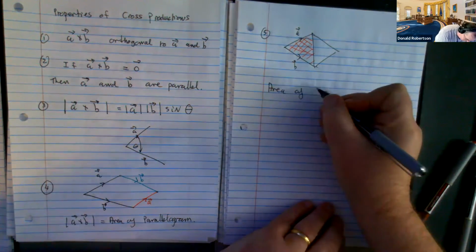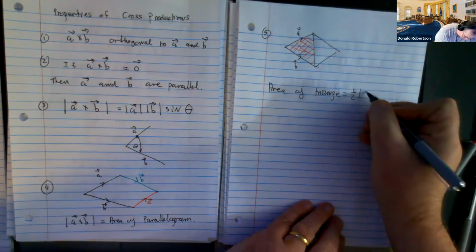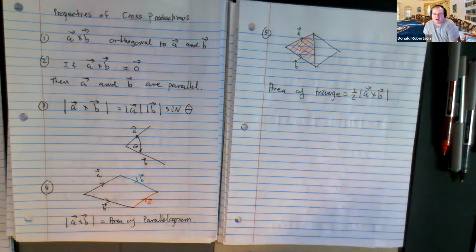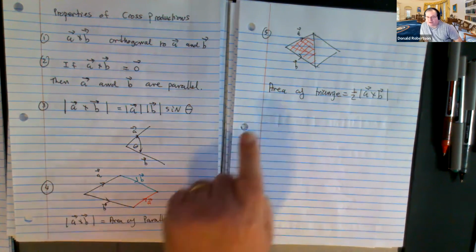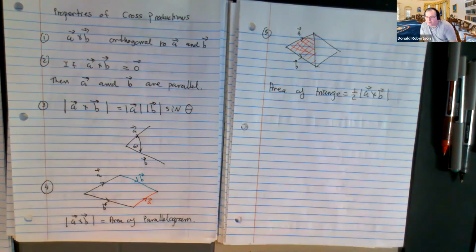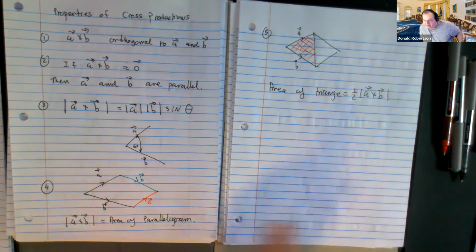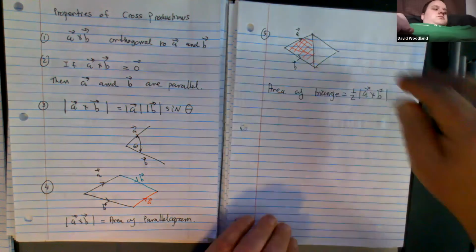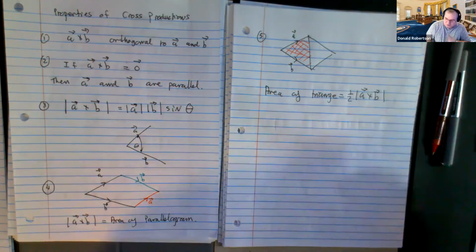The area of this triangle is 1/2 the magnitude of the cross product. That one I can understand. If I accept that this is true, wouldn't you agree that that triangle is half a parallelogram? So the area of that triangle should be half that answer, right? So if I can accept that's true, then this comes from it. You think you're finished? One more property.